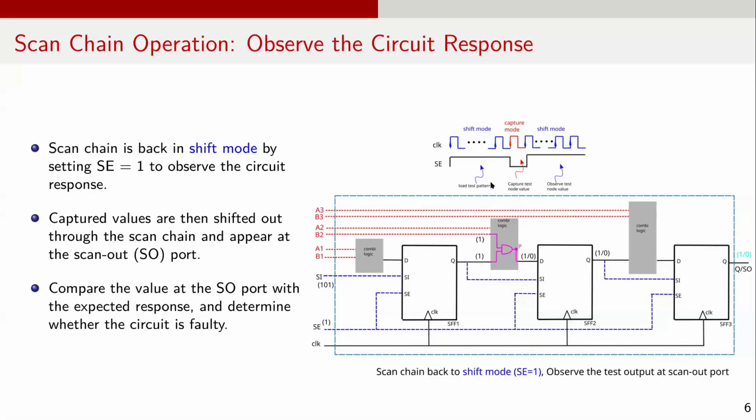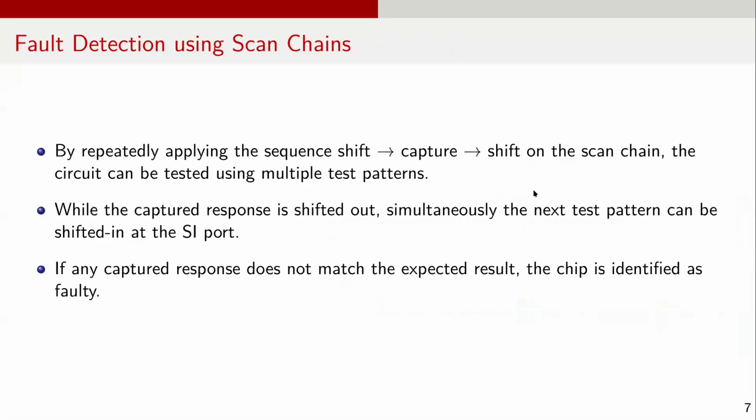By repeatedly applying the sequence shift, capture, and shift on the scan chain, we can test the circuit using multiple test patterns. While shifting out the captured response, we can simultaneously shift in the next test pattern at the SI port. For example, if the first test pattern was 101, the next pattern can be 111. This creates a continuous sequence of shift and capture, executed for as many test patterns as required. If the captured response does not match the expected result, the chip is identified as faulty.